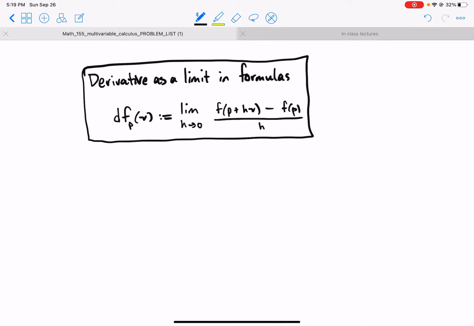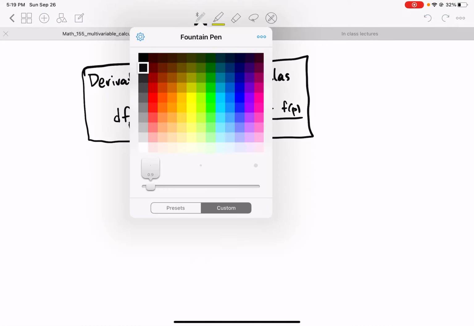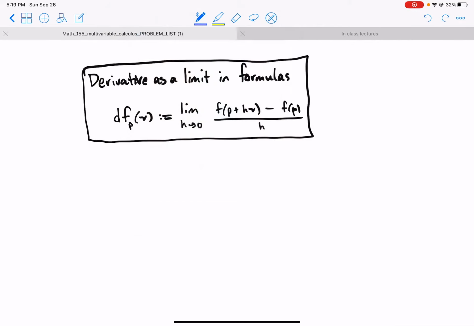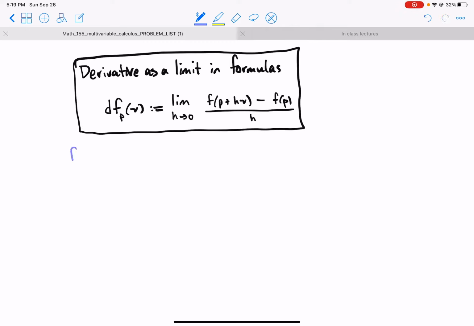Okay, hello everybody. So right now we're going to talk about the derivative as a limit in formulas, namely this limit formula. And so let's take as an example this map. Let's say that f sends t to (t, t squared, t to the third). So we've seen this map many times. For example, the input space is one-dimensional and the output space is three-dimensional.